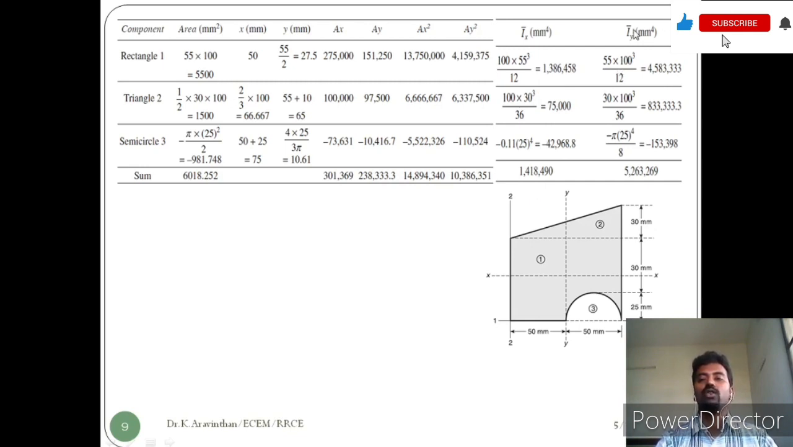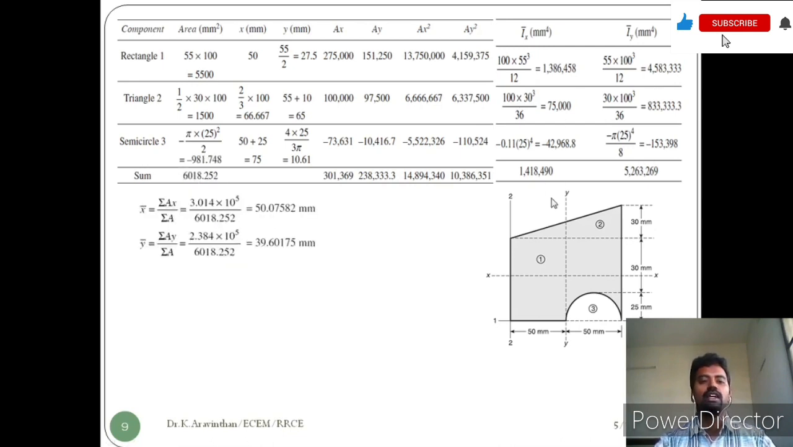And to find I bar y, it is db cube divided by 12. D is 55 into 100 cube divided by 12. For the second component, it is db cube divided by 36. D here is 30 and b here is 100, so 30 into 100 cube by 36. And finally, pi r power 4 divided by 8 for the half circle. So r here is 25. After finding all the values, let us substitute in the formula.